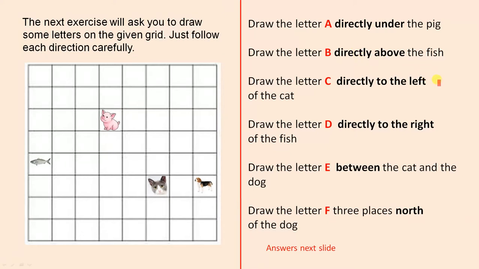Draw the letter C directly to the left of the cat. Draw the letter D directly to the right of the fish. Draw the letter E between the cat and the dog. And draw the letter F 3 places north of the dog. So as we are looking at this picture, that direction is left and that direction is right. So if you want to pause this video now, to give you time to answer these, I will move on to the next slide now where we have the answers.